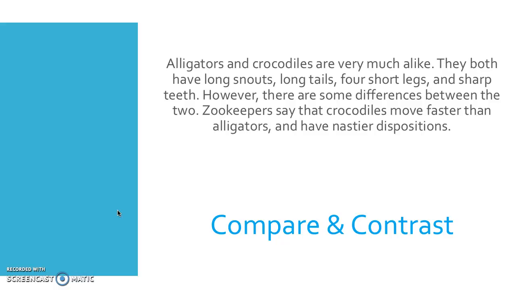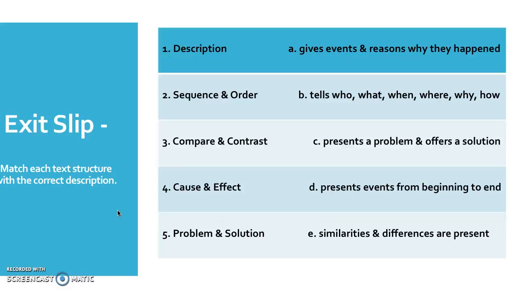And then as an exit slip after that, all they had to do was match each text structure with the correct description. So they would just write this on the same paper that they did their bell ringer on. So this is a little PowerPoint that I created to do the introduction of that lesson. It provides them with the information, and it would just help them out and get them engaged with the lesson.